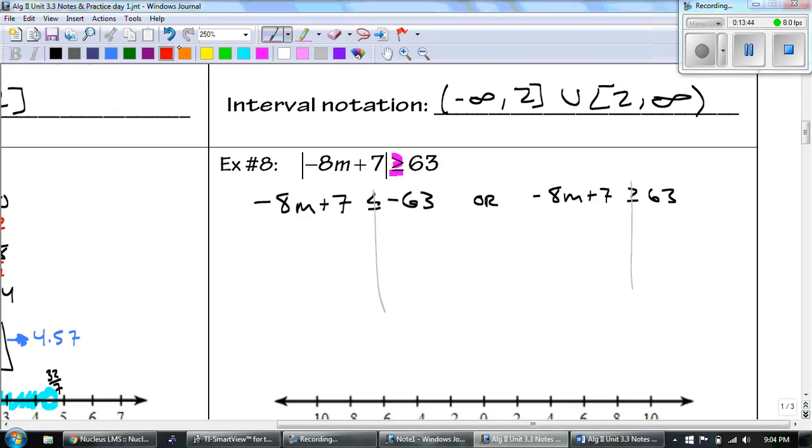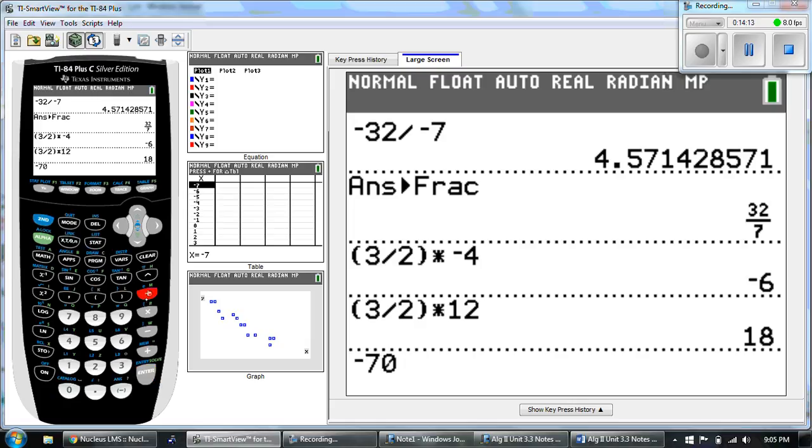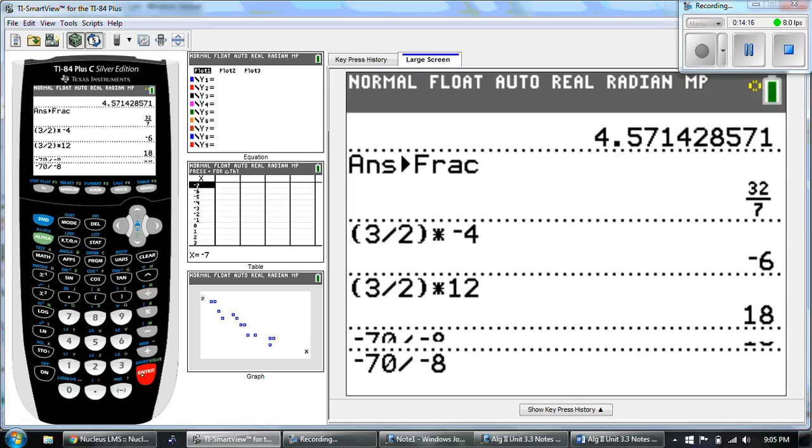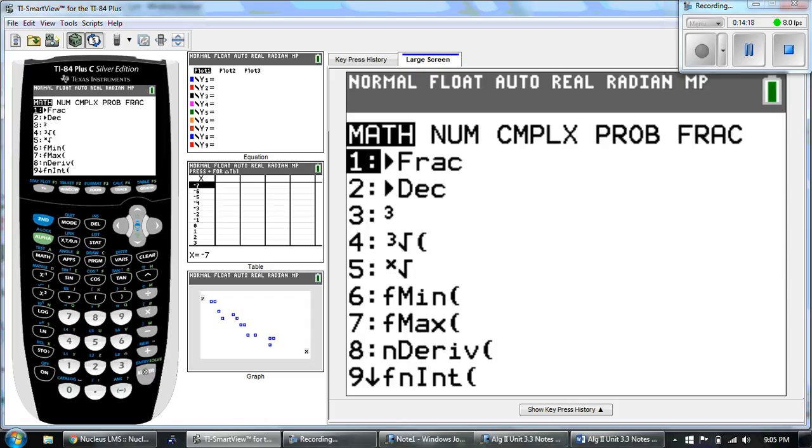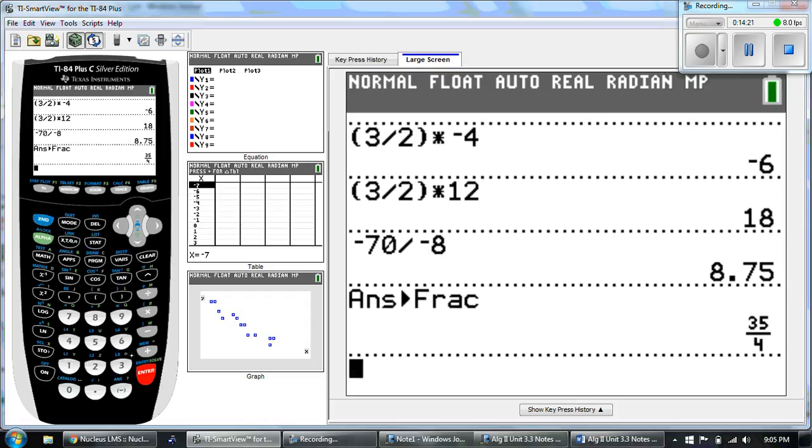Okay, let's go ahead and solve. So we're going to subtract 7 from both sides. We get -8m is less than or equal to -70. And then to get the m by itself, I divide both sides by a negative. So I have to flip. So we get the m by itself. And then I have -70 divided by -8, 8.75. Math, enter, enter. And it's 35/4.